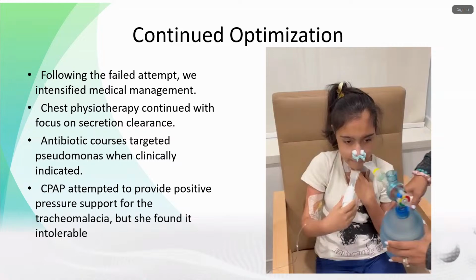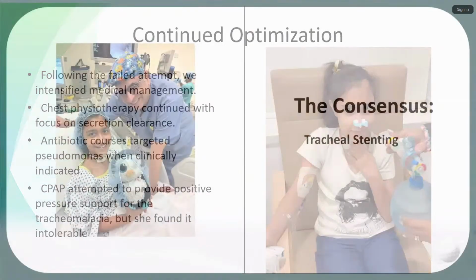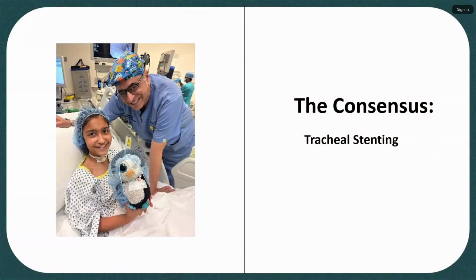This led us to a broader discussion about how to support the airway in a reversible way. We discussed this case extensively with a multidisciplinary team, and the consensus was to go for tracheal stenting. It offered a reversible strategy to support the malacic segment and simulate airway patency without the tracheostomy tube, to allow us to reassess for any further decannulation attempts.